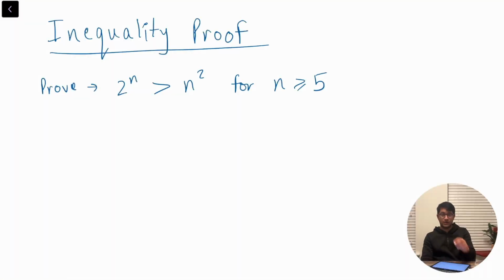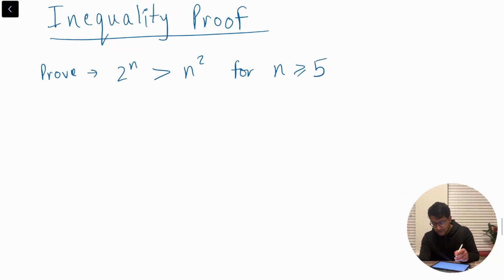So the fourth type of question that I've seen come up is an inequality proof. In this case, you have to prove that 2^n is always greater than n squared for all n that is greater than or equal to 5. So in this case, as in every case, we'll start by checking out the base case.